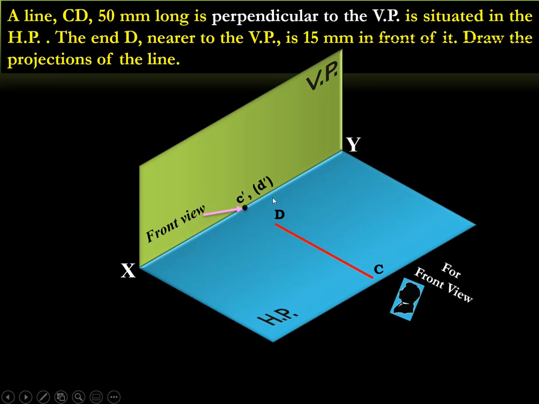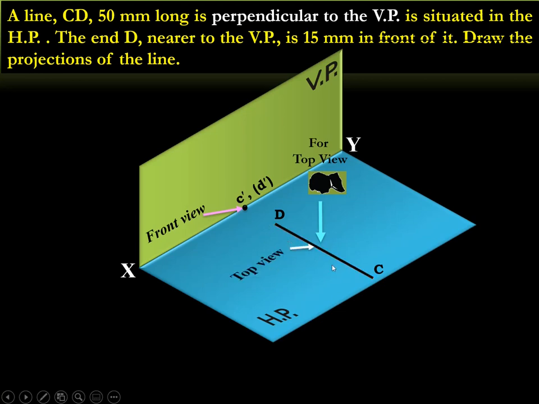We can also observe that the end capital D is facing the vertical plane and it becomes a hidden end to the observer. So the front view point D dash must be denoted within the bracket. To obtain the top view of the line capital CD, we need to observe the line from the top and the line need to be projected onto the horizontal plane. Since the line capital CD is already located on the horizontal plane, we need not project it further and the same line capital CD will become its top view and the top view must be denoted using the corresponding lowercase letters CD.